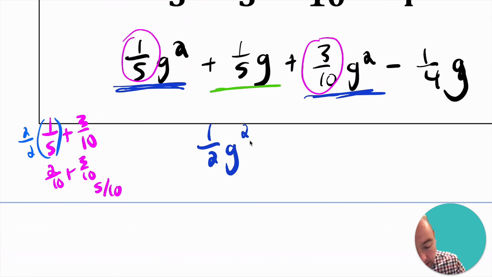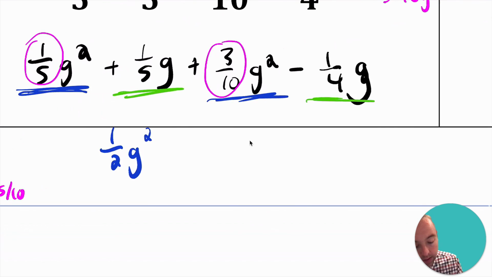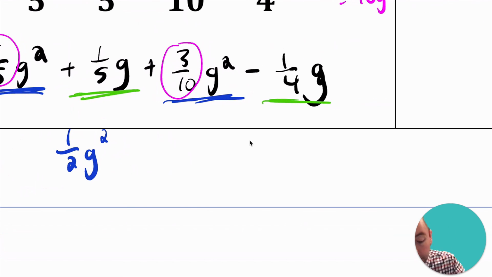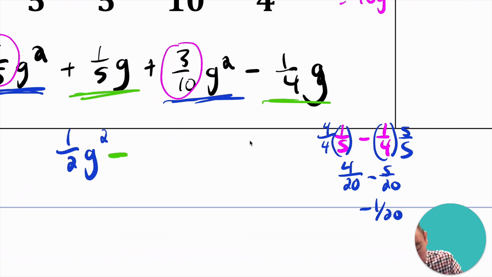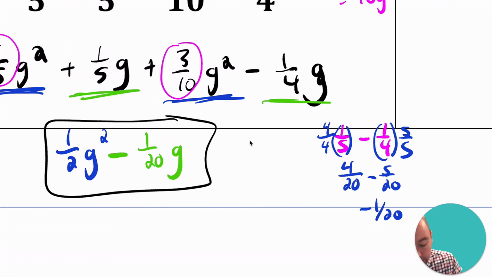And then right here, this g term and this g term can be combined together. You've got a 1/5 that needs to add with a negative 1/4 there. So you have to figure out how to do 1/5 minus 1/4. Of course, when you're subtracting, you need a common denominator. The least common multiple of 5 and 4 is 20. So you can multiply this one by 4 over 4 to get a denominator of 20, and this one by 5 over 5. So you end up getting 4 over 20 minus 5 over 20, and that's going to be negative 1 over 20 then. So that green term will end up being minus 1/20th g, and then this right here is going to be the simplest form of that particular expression.